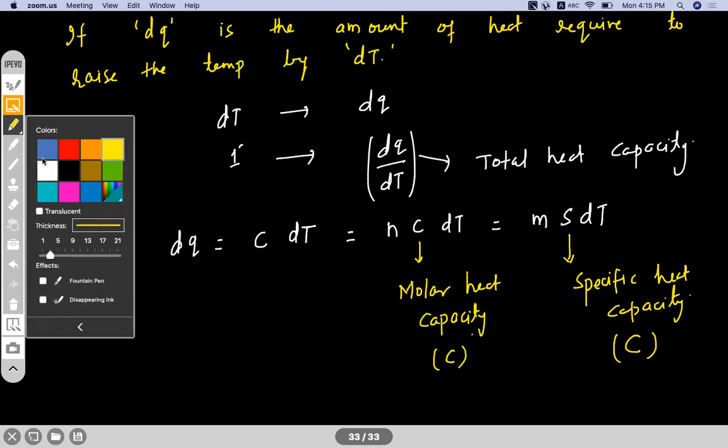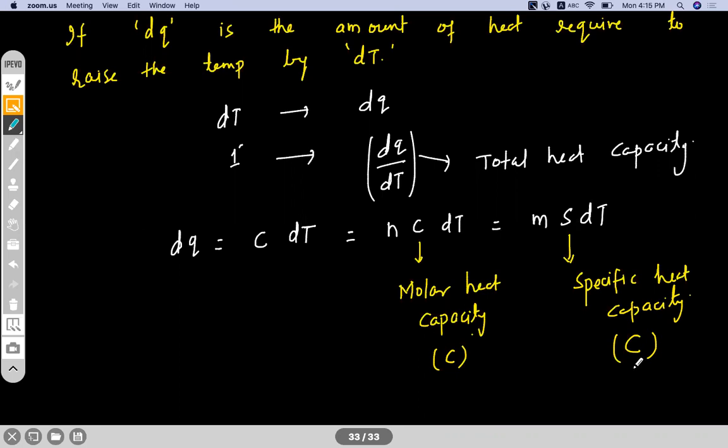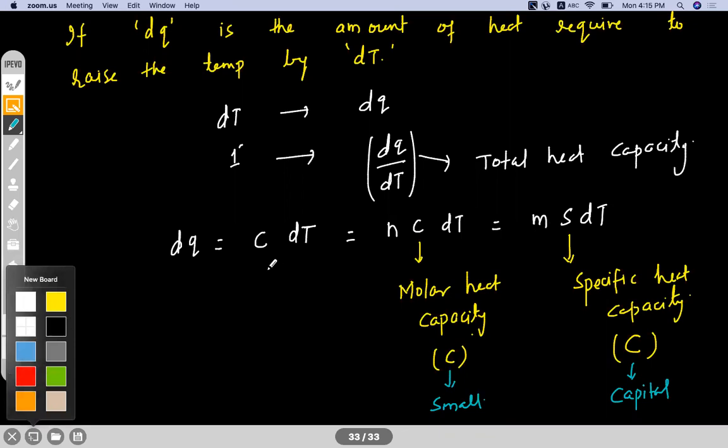I'll write this down for your reference: this is capital and this is small. With these we also represent it. One question on this was asked in the NEET exam. I'll tell you what the question actually was. But this is the formula we have. This becomes molar heat capacity and specific heat capacity. Now, did you copy this?